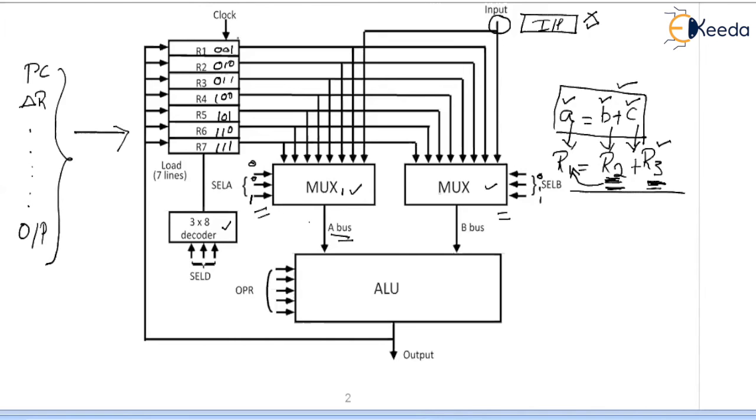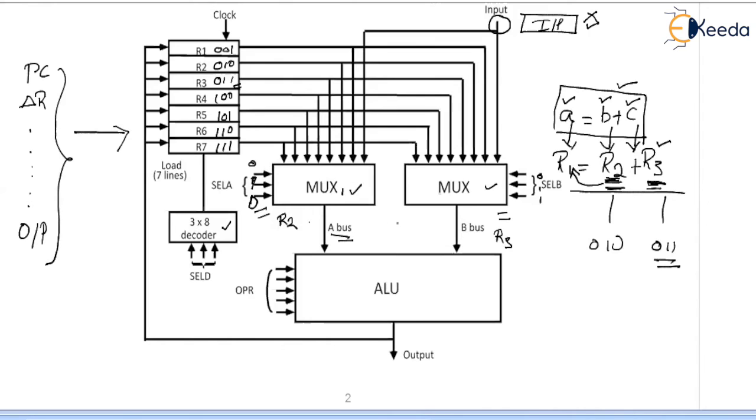This is 0, it is not 001, it has to be 010 because R2 must get selected, right? It has to be 010. R2 is 010, R3 is 011. So what will be selected by this select B? These selection B inputs should be 011 because R3 is equal to 011. Okay, so this multiplexer is going to enable R3.